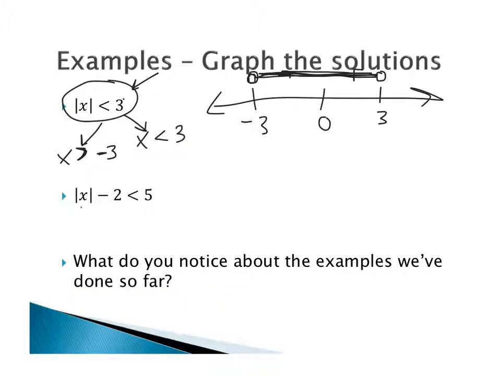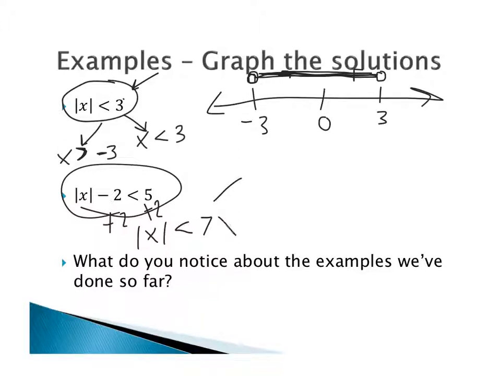All right, so they're not always going to be given to us in this easy form. Sometimes we do have to do some solving. Like in this one, we would have to add 2, and so we get that the absolute value of x is less than 7. Then again, remember, we have to split this into two separate inequalities, just like I did in this first one up here. I need x is less than 7 and x is greater than -7.